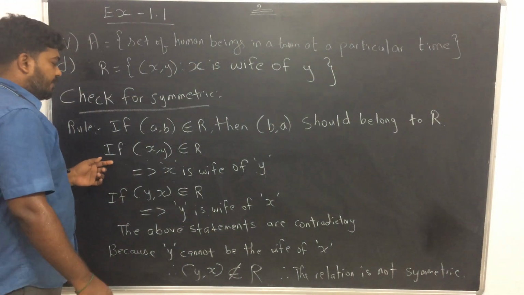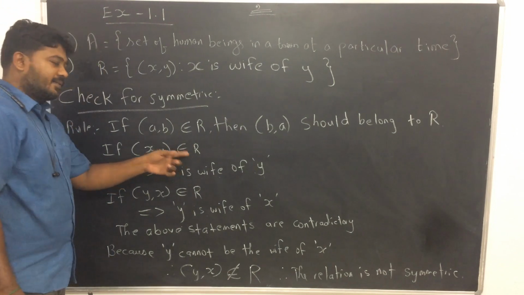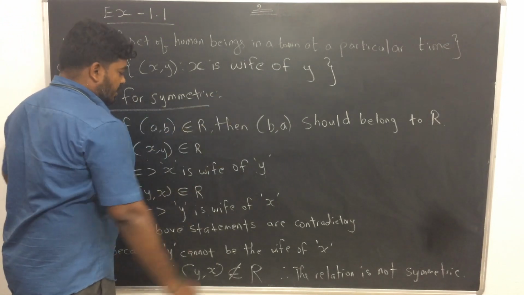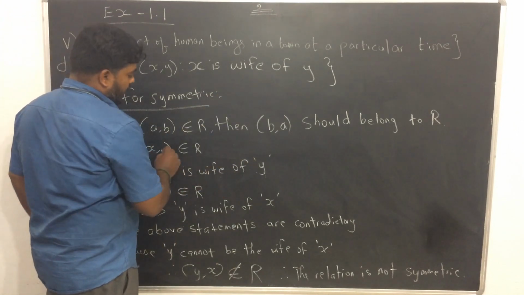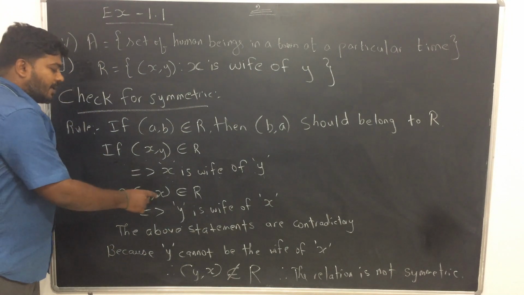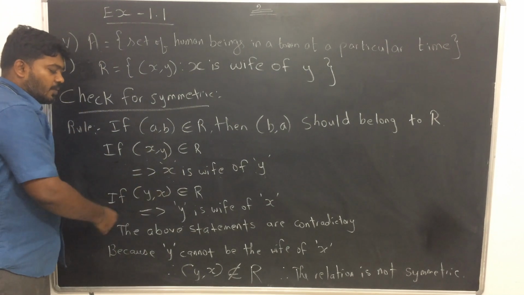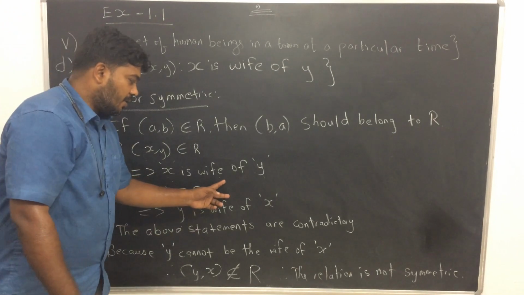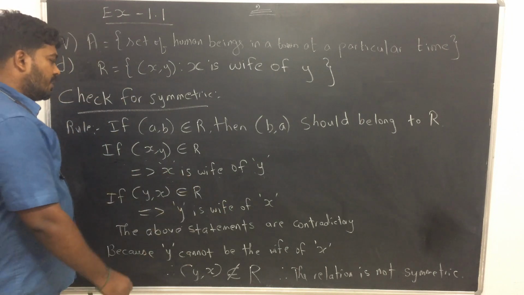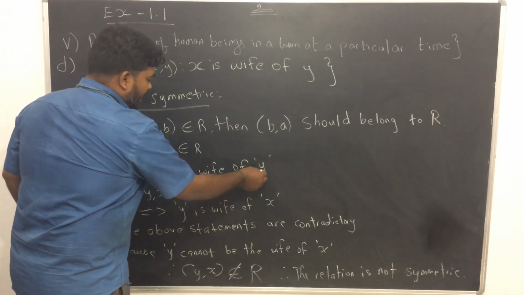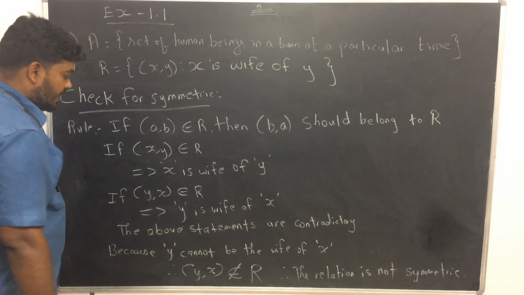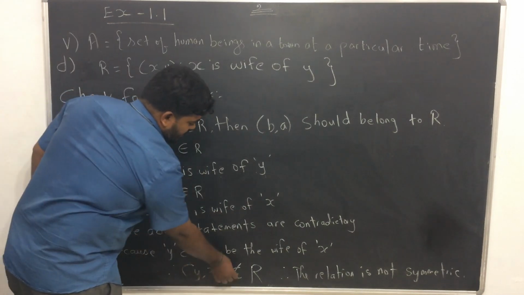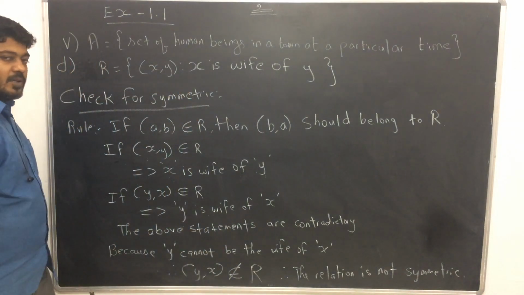So, we started by saying if x comma y belongs to R, we assumed x comma y to be belonging in the relation. In that case, it will satisfy the condition for the relation, that is, x is wife of y. Then, if y comma x also belongs to R, then what does it imply? It implies that y is the wife of x. Now, these two statements are contradictory. They make no sense, right? Because if x is wife of y, then how can y be the wife of x? It is not possible, right? So, because y cannot be the wife of x, we can say y comma x does not belong to R, hence the relation is not symmetric.